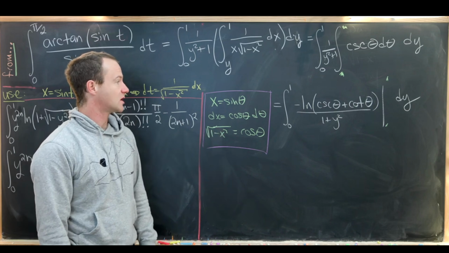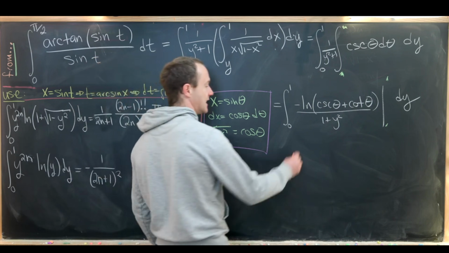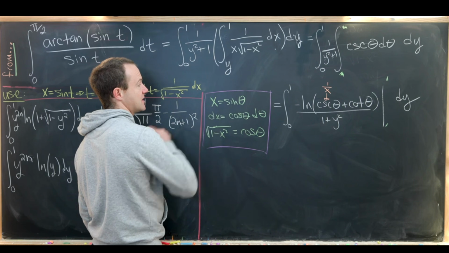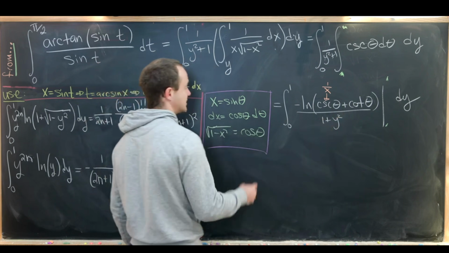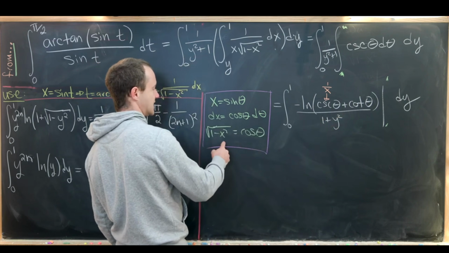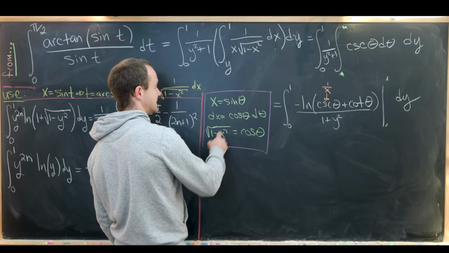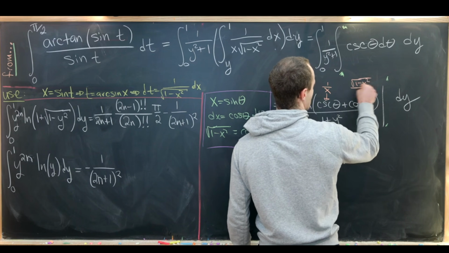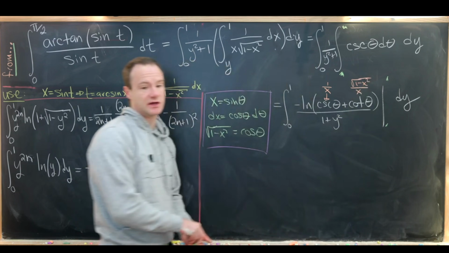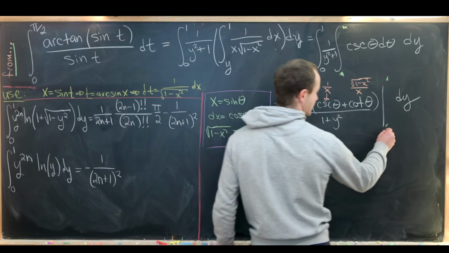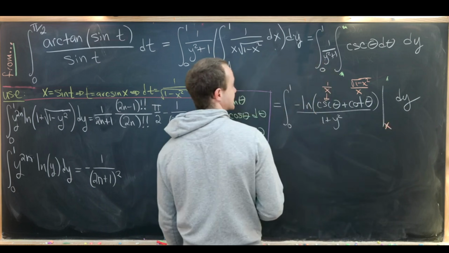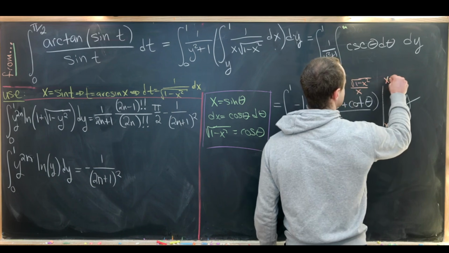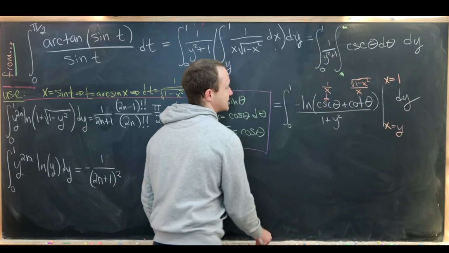Let's recall that cosecant is 1 over sine, so that makes this equal to 1 over x, given this right here. And then cotangent is cosine over sine, so that gives us the square root of 1 minus x squared over x. So let's write that as the square root of 1 minus x squared over x. So that's looking good. And then finally, we can replace these theta numbers with x numbers. So that's going to be evaluated from x equals y up to x equals 1, where those are substituted back in.